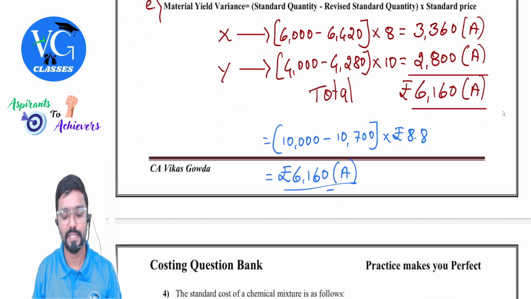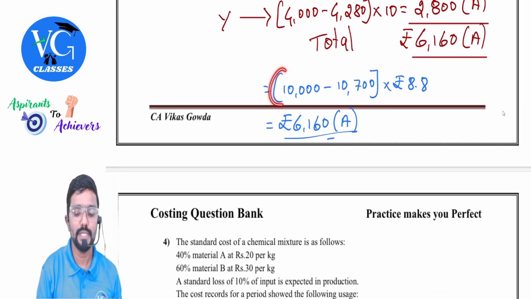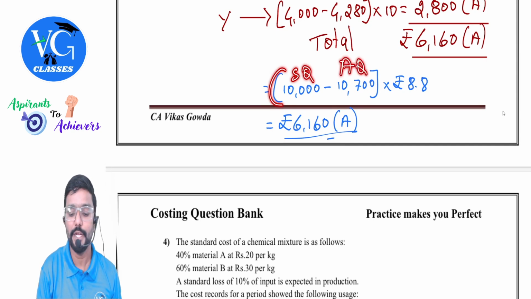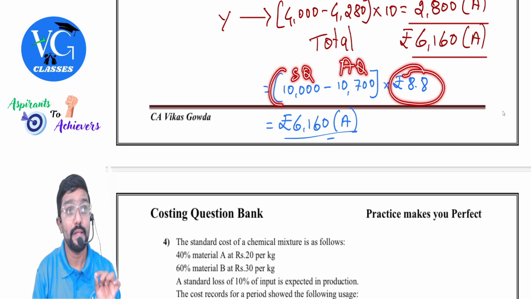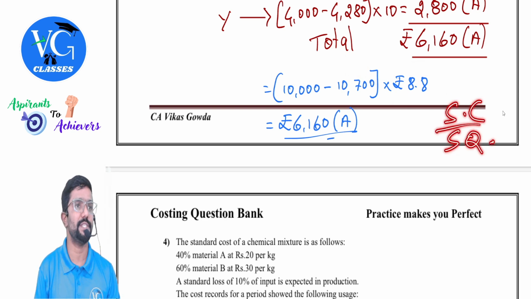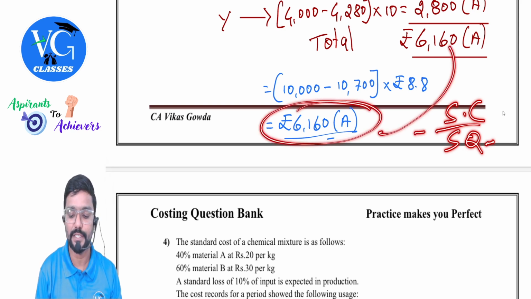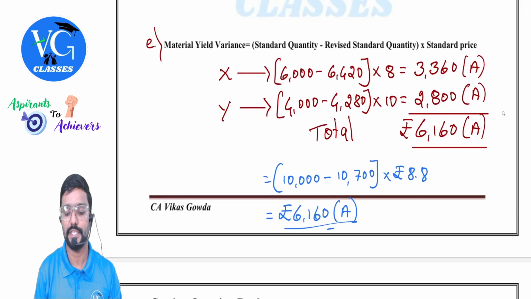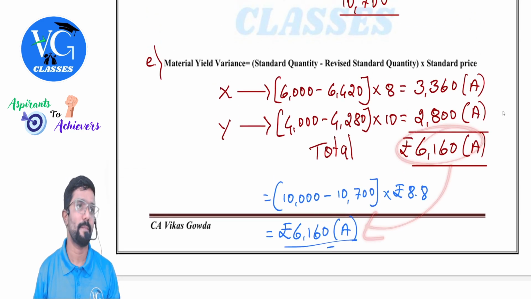I have shown it here. You can see. This is the total standard quantity. This is the total actual quantity into average standard price. This is average standard price. How do I get average standard price? Standard cost divided by standard quantity. Clear? That means you will get overall. You can see it is matching. Same thing, it is matching.